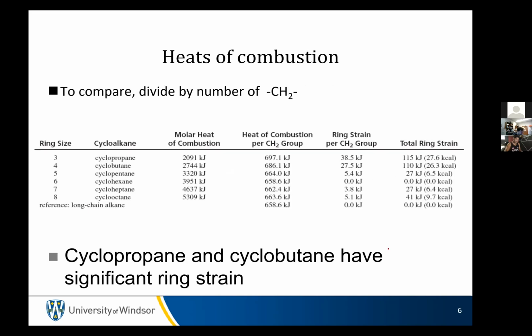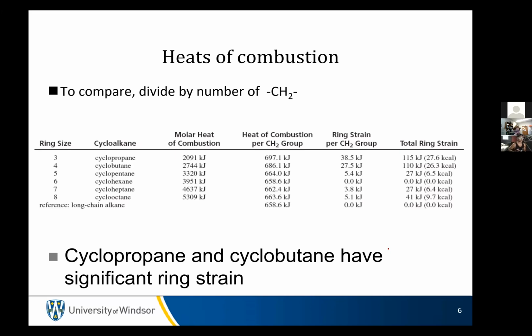But that's not what happens. You get different amounts of energy depending on what the ring is. And that's what you're actually measuring, a ring strain. Because you're measuring how much more energy is released when you burn this thing up and you get rid of that ring strain. And so cyclohexane is basically our 0 marker there. It's the lowest energy thing.